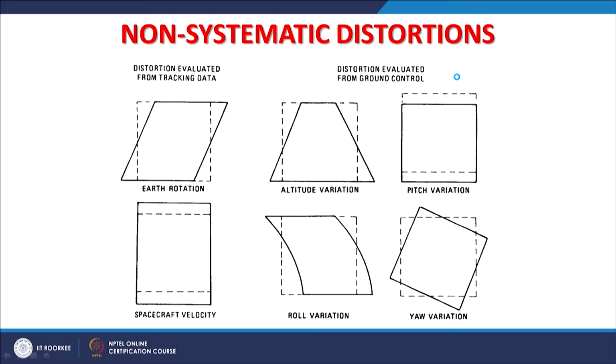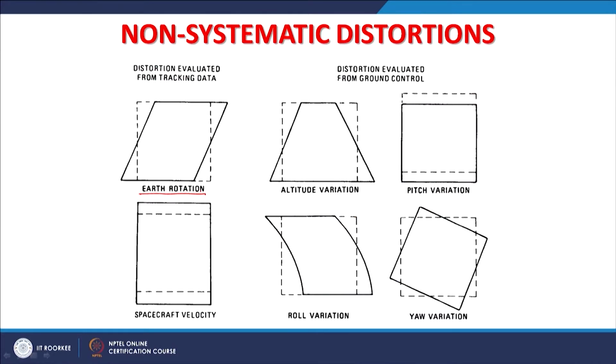There are certain non-systematic distortions like earth rotation, that is because of some changes in the speed of the satellite or some other thing. Otherwise, earth rotation can also be considered under the systematic distortions. Altitude variation: suddenly there is a change in the satellite altitude, and if that happens, then it is supposed to have an image of this area, but now it has an image of that area. So, that creates a distortion due to altitude variation.